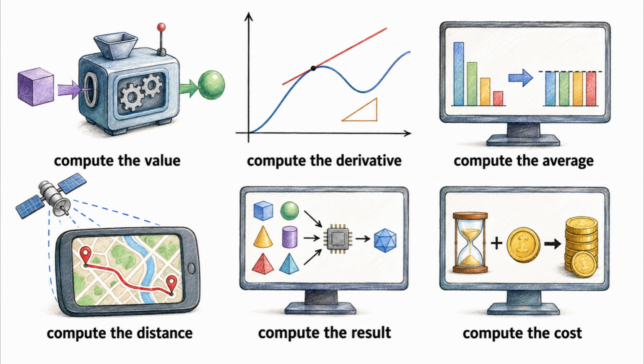Substitute x equals 3 into the formula to compute the value of the function. Apply the power rule to compute the derivative of x cubed. The program can compute the average of thousands of test scores in seconds.